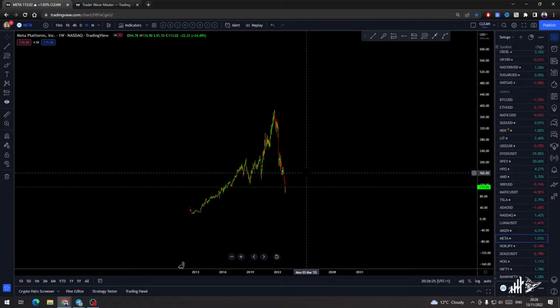In 2050 Meta will be 500. Yes, possible. Meta can go very high.